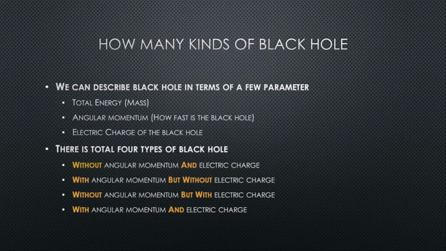For this topic, when we talk about how many types of black hole there are, we're not talking about the size of the black hole. We are mainly considering the angular momentum and the electric charge. So there will be a total of 4 types of black hole. The first one is the black hole without angular momentum and electric charge. The second one is with angular momentum but without electric charge. The third one is without angular momentum but with electric charge. And the fourth one is with angular momentum and electric charge.